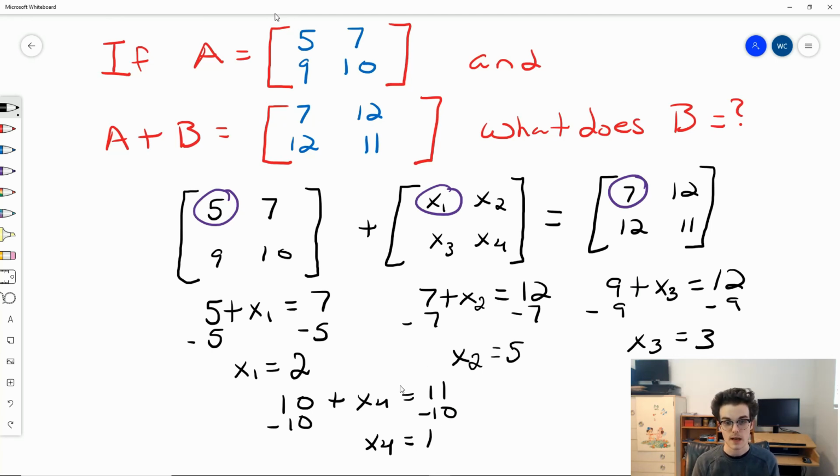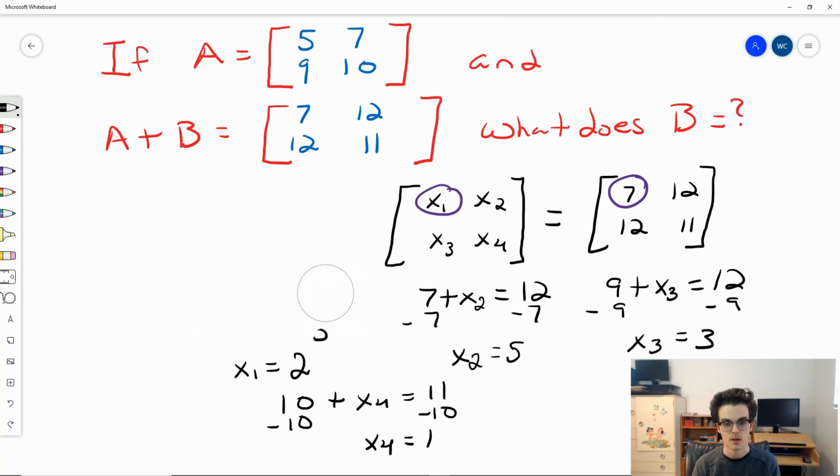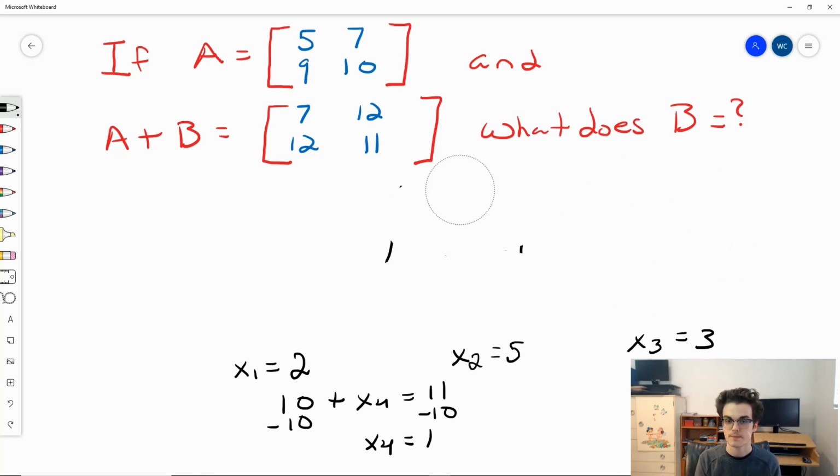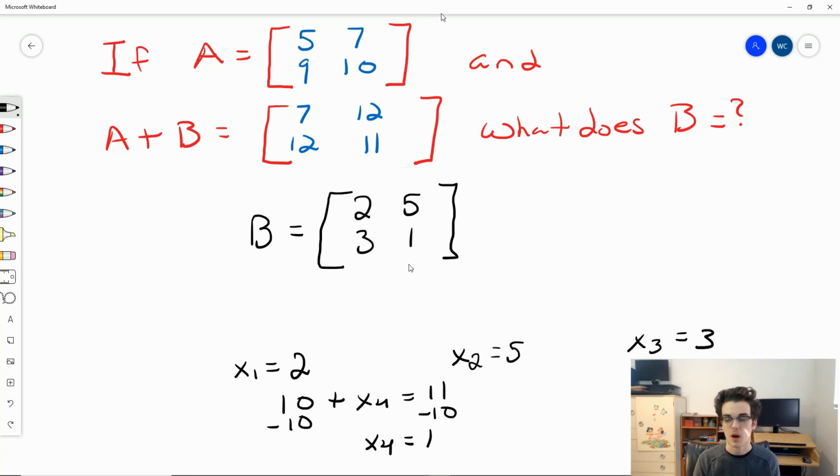So now that we have these values, I'm going to clean up some of our space here so we have a little bit more room, since we actually have our values now. And from here, we can say that b equals 2, 5, 3, and 1. So that's how we solve this problem. Let's move on to the next section.